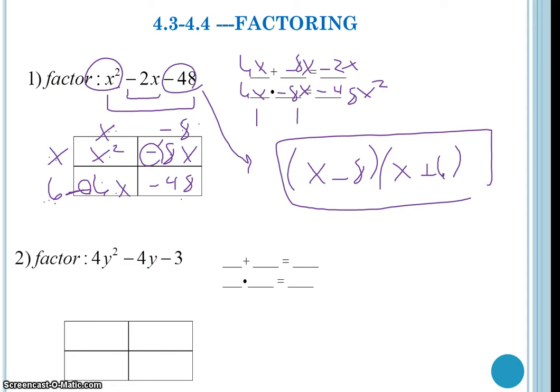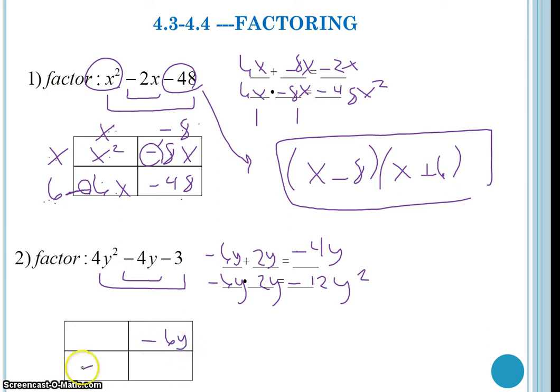So let's use the same method for number 2. I want two numbers that add to be negative 4y and multiply to be the product of the outer two, negative 12y squared. So think of the numbers that multiply to be negative 12y squared, and you can see that negative 6y and 2y multiply to be that and add to be what we want. So you can put them in either order in the diagonal. Put the first number in the first box and the last number, including the negative, in the last box.